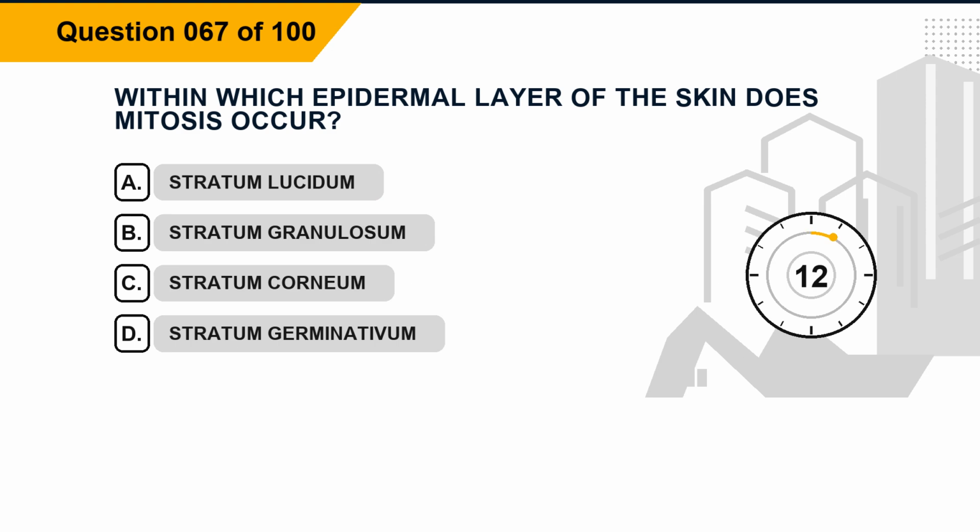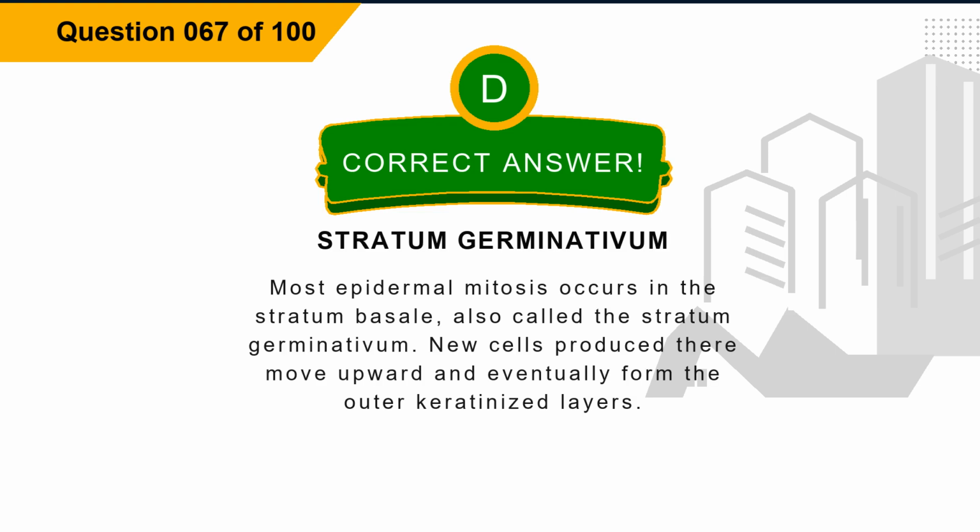Question 67. Within which epidermal layer of the skin does mitosis occur? Option A, stratum lucidum. Option B, stratum granulosum. Option C, stratum corneum. Option D, stratum germinativum. The correct answer is option D, stratum germinativum. Explanation: most epidermal mitosis occurs in the stratum basale, also called the stratum germinativum. New cells produced there move upward and eventually form the outer keratinized layers.